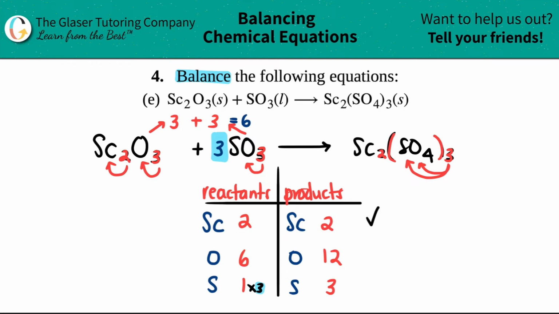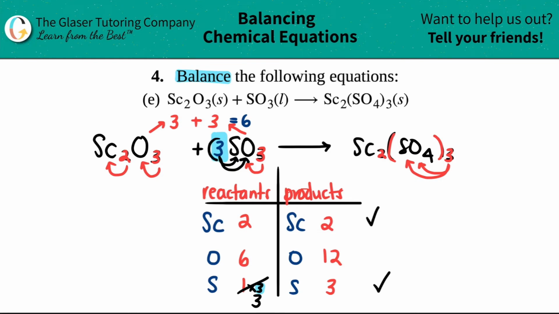But you got to be fair, you have to multiply it by every single one, right? So maybe I'll put it on the bottom. I have to multiply that 3 to the sulfur, and I have to multiply the 3 to the oxygen. So the sulfur would change to a 3. That's why we did this. So this is balanced. But now the oxygen numbers are going to change.